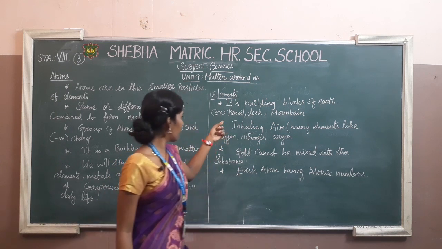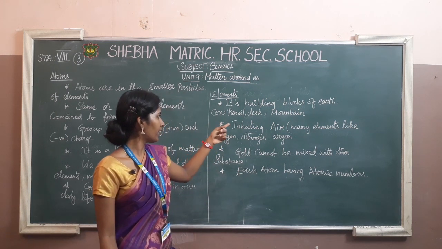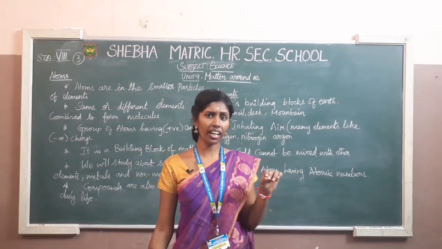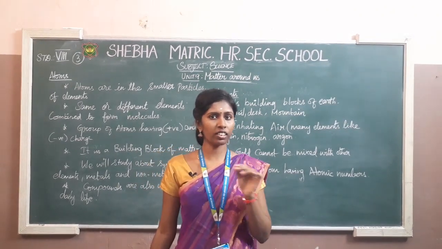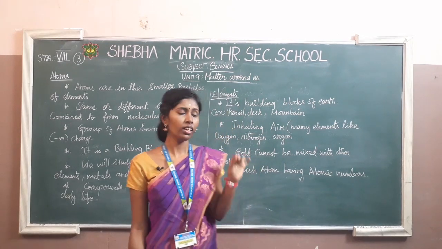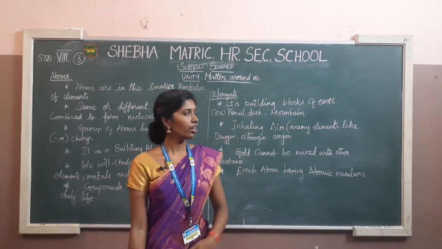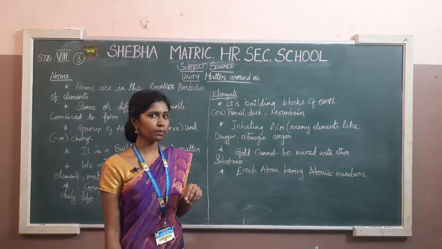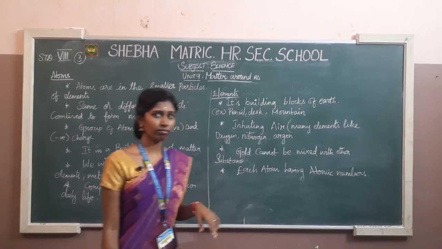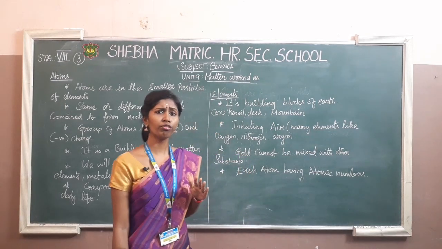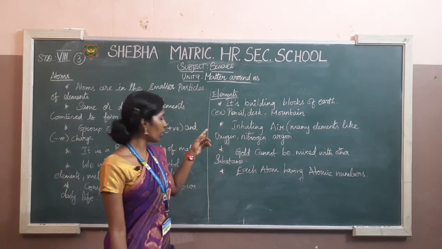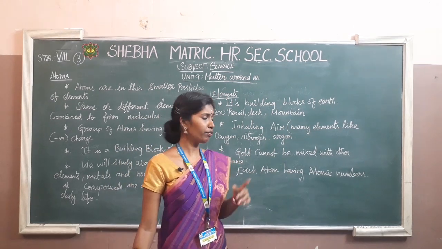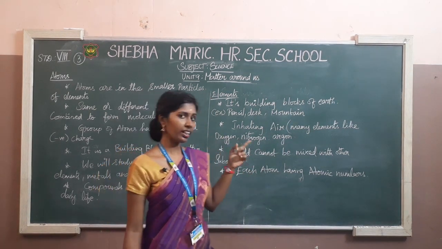Examples are pencil, desk and mountain. Pencil, desk and mountain are all the same substance; it does not mix with some other substance. The desk is made of wood, and the pencil is the same thing, also made of wood. After that, the mountain is created in nature.